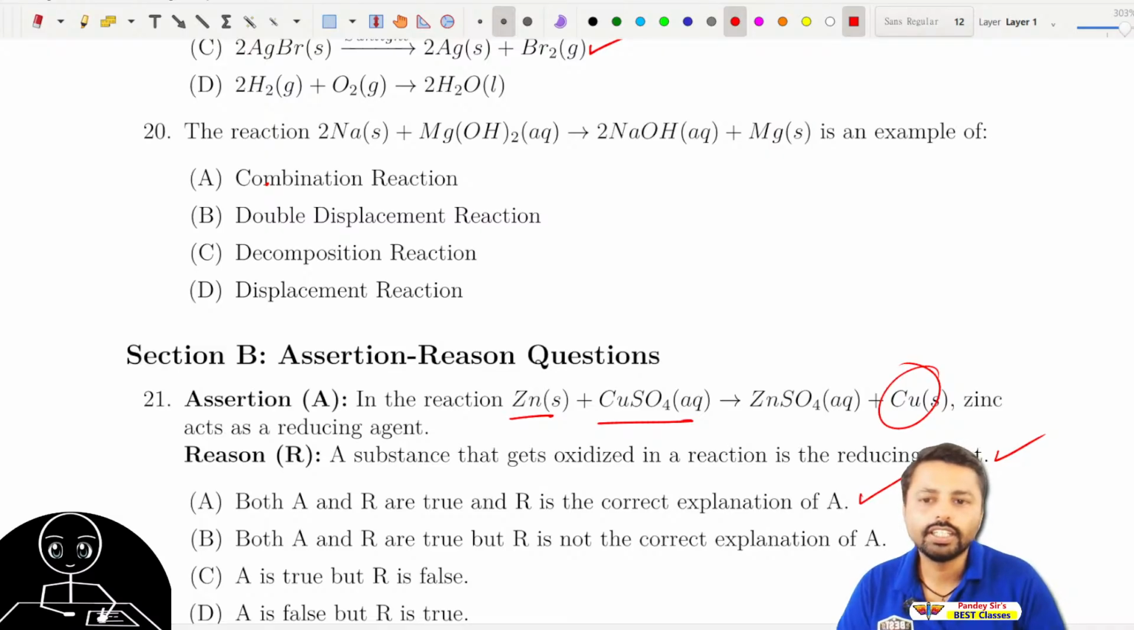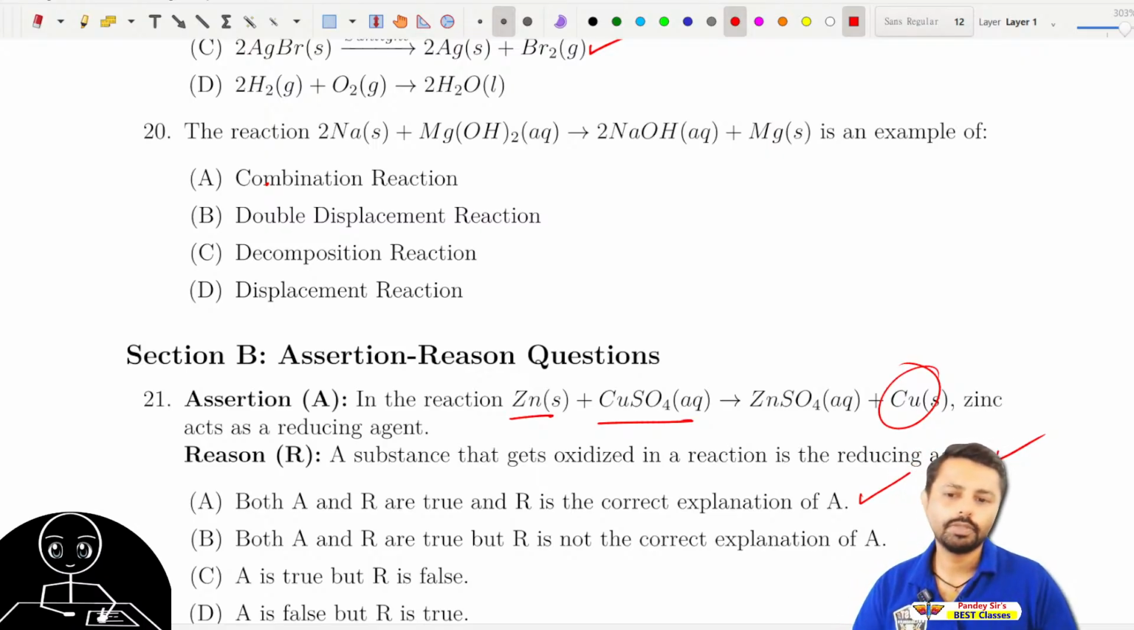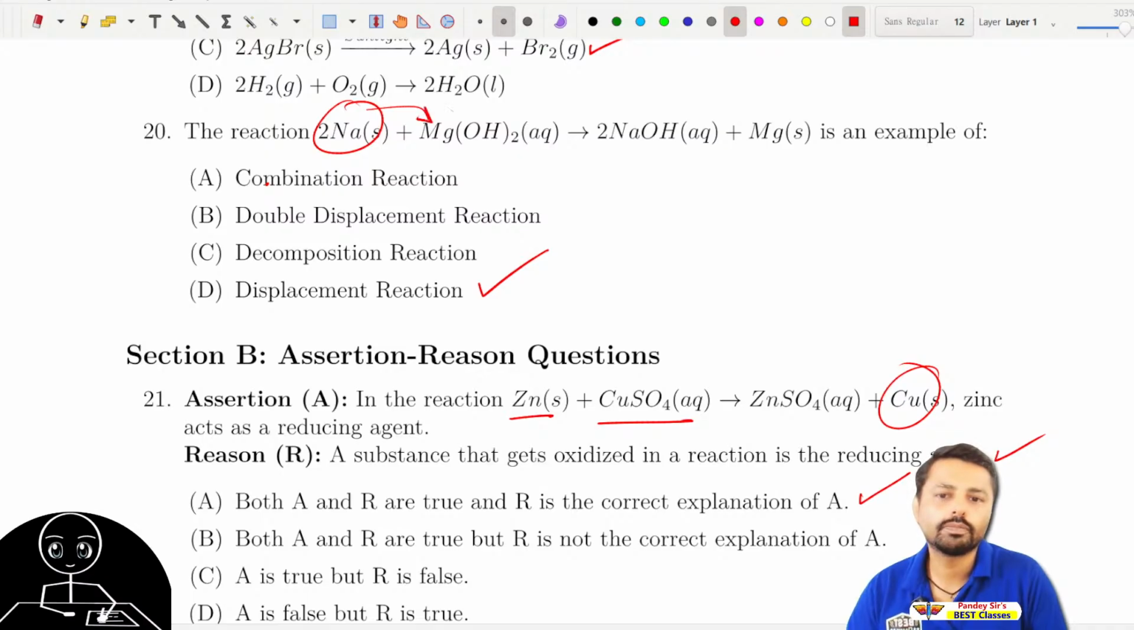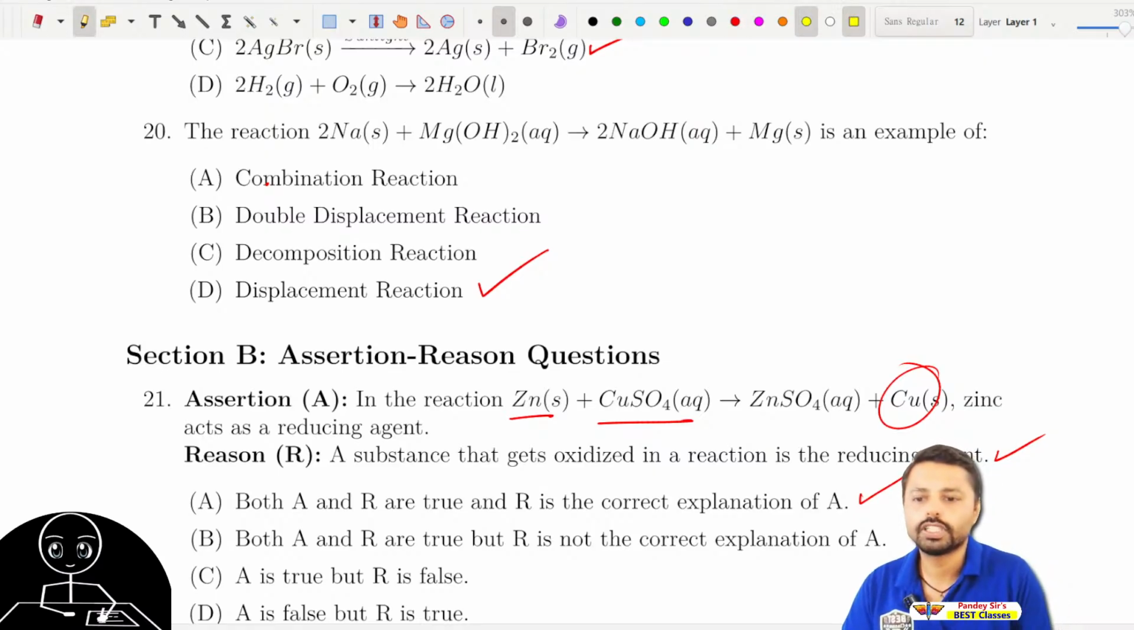The reaction Na plus Mg(OH)2. What is this? Milk of magnesia, magnesium hydroxide. NaOH is an example of, wait, sodium replaced magnesium, a substitution reaction. So displacement, or double displacement, or substitution. Displacement seems to be correct. Let me cross check it once. Sodium displaced magnesium, but magnesium did not displace anything. So yes, D is correct. It's a displacement reaction.